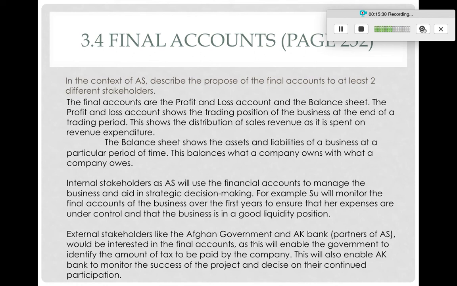So remember, any stakeholders, internal or external, I could talk about customers, I could talk about competitors, I could talk about employees, managers, potential future shareholders, all different groups of stakeholders, and thinking about why they would be interested in the final accounts.